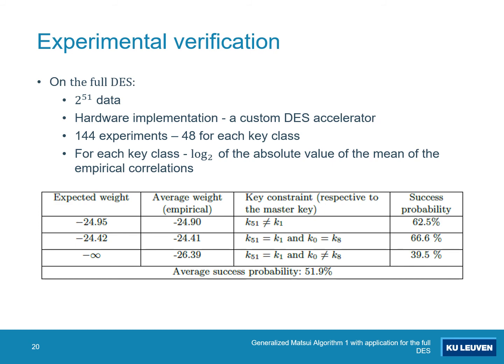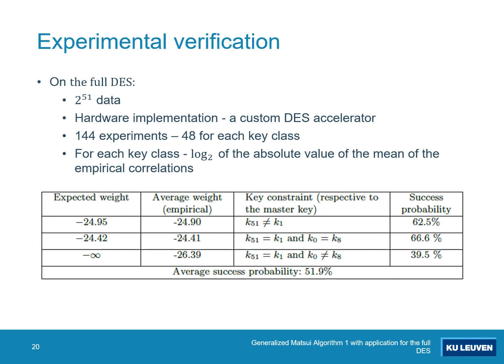As stated before, for the attack using the 16-round poisonous trail, the data complexity is around 2^51. Therefore, we used a hardware implementation based on a custom DES accelerator. We performed 48 experiments for each key class, leading to a total of 144 experiments. In order to interpret our results, for each key class, we computed the base 2 logarithm of the absolute value of the mean of the empirical correlations. The results are described in the second column of the table.